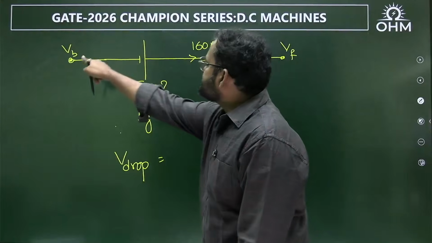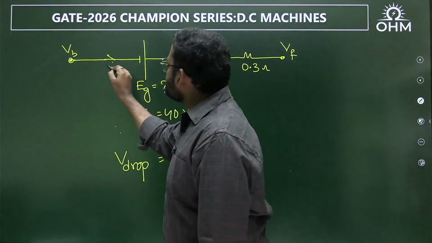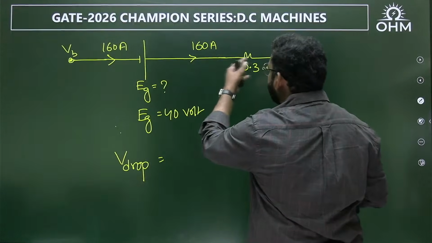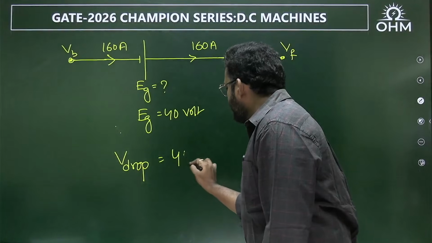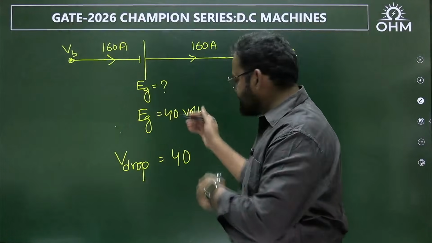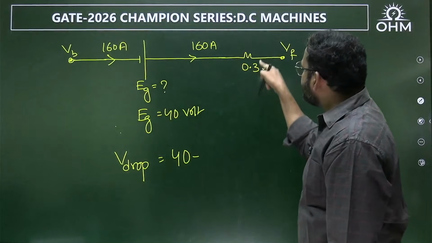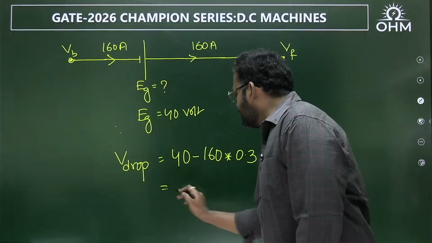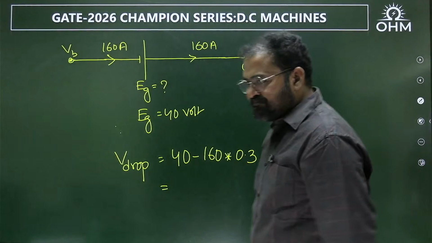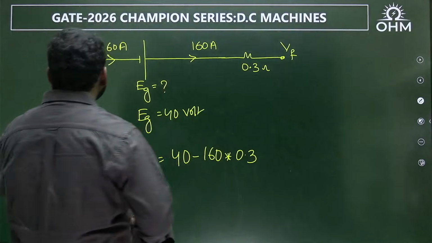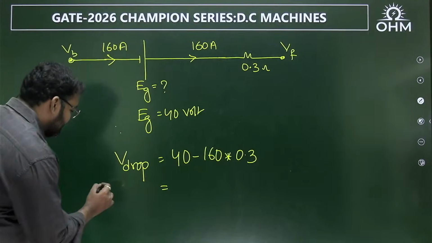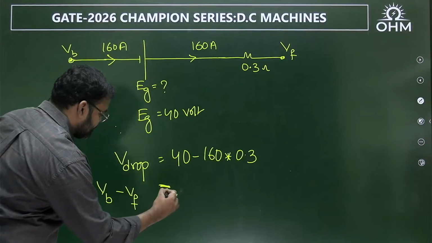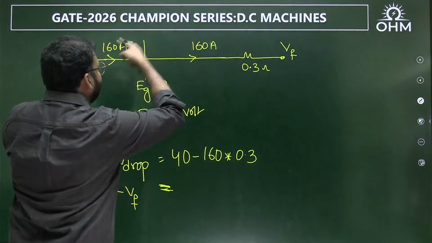Current is flowing this way from bus bar to feeder. If the current was flowing this way, 160 ampere, first you will have the generated EMF and then the voltage drop. So 40, this is the boosted voltage, minus what is the voltage drop here? 160 into 0.3. Okay, so how much? This is when the current was flowing from bus bar to feeder. That means this drop is from bus bar to feeder. VB minus VF is the drop in this circuit.